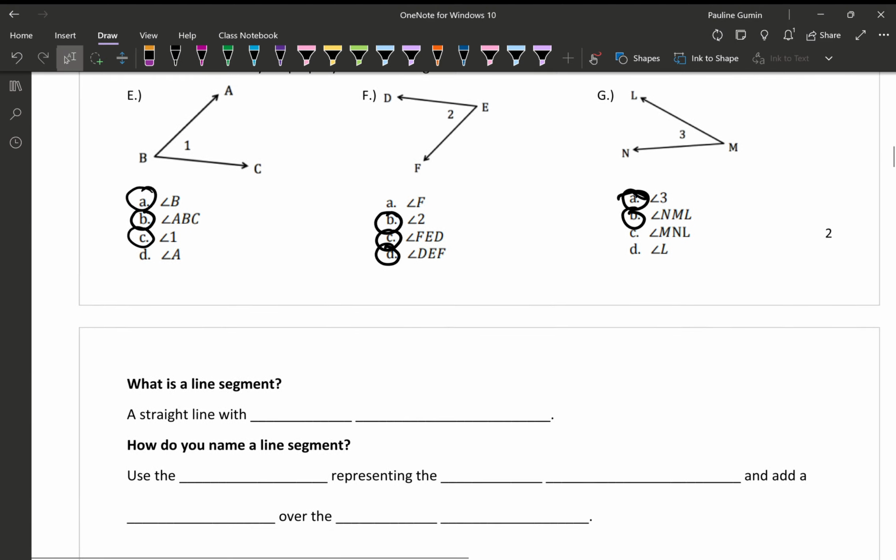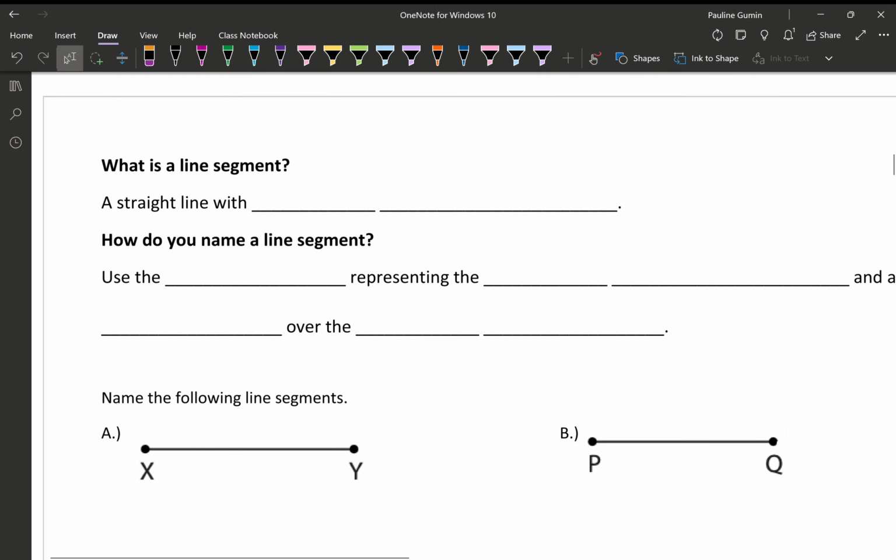Sweet. Now we also need to go over how to name line segments. A line segment is a straight line with two endpoints. That means it starts and it stops.